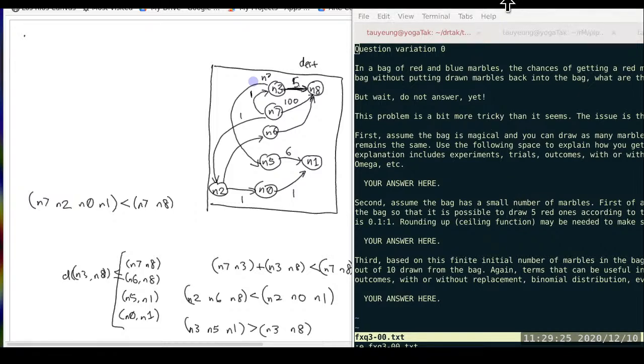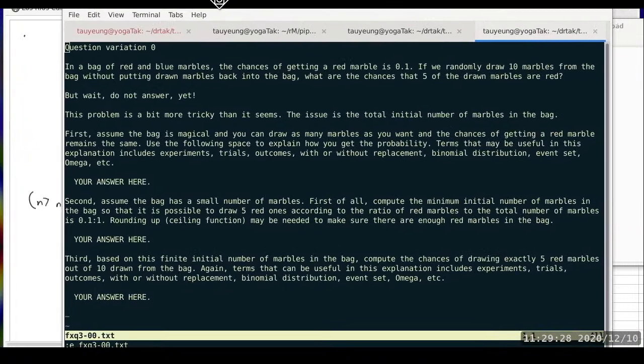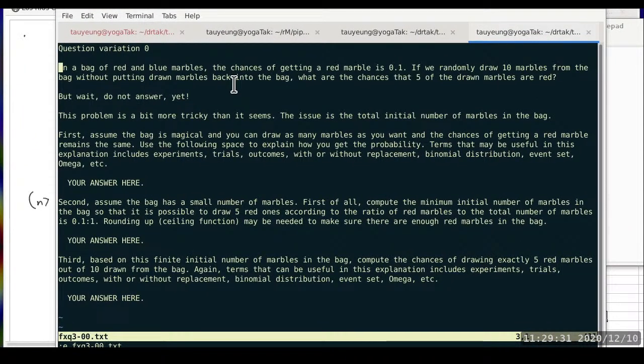Alright, so I'm gonna pull the text window back all the way here so that we can read the entire question. This one also has to do with counting, and specifically with the binomial distribution, because there are only two things to choose from. Alright, so I'm going to read the question here. In a bag of marbles, we only have two colors, red and blue. The chances of getting a red marble is 0.1. If we randomly draw 10 marbles from the bag without putting the marbles back in the bag, what are the chances that 5 of the drawn marbles are red?